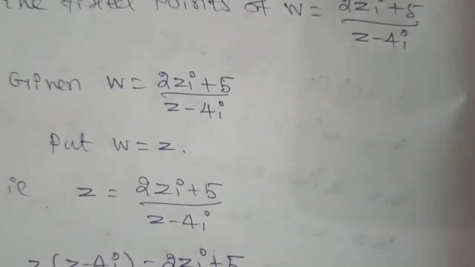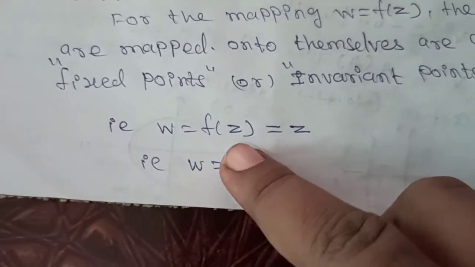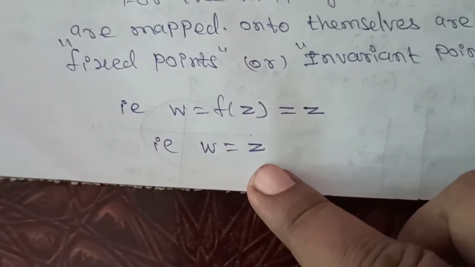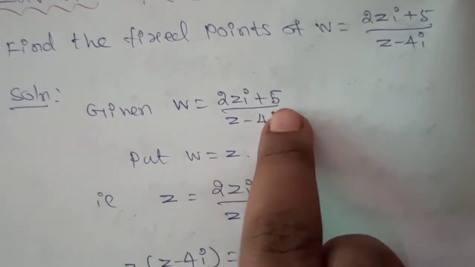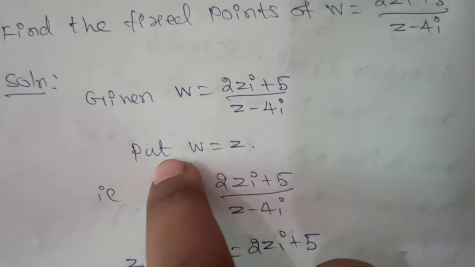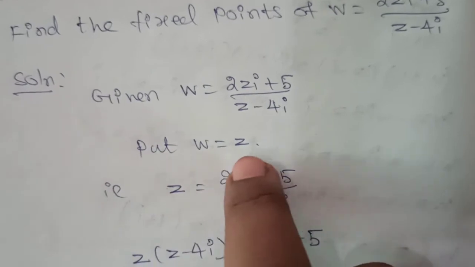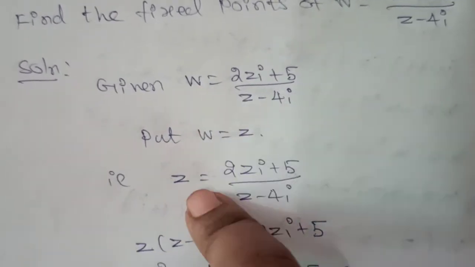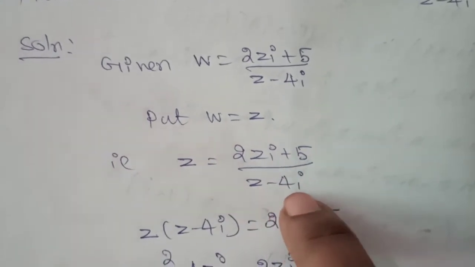I already explained the definition of invariant point. By the definition of an invariant or fixed point, we put W equal to z, that is, we substitute z for the W value. Here we take the given problem, W equal to (2zi + 5) divided by (z - 4i). Put W equal to z. So the left side has W, and we substitute z. So z equal to (2zi + 5) divided by (z - 4i).